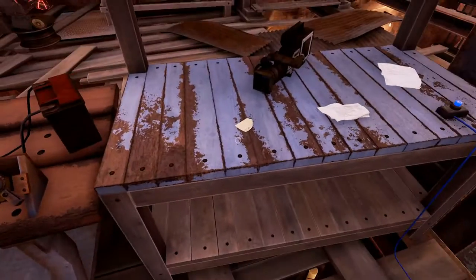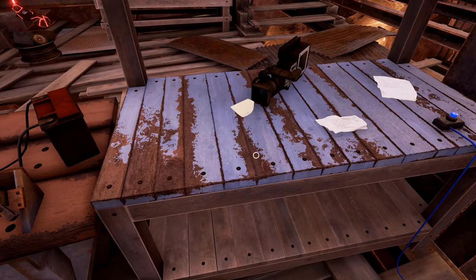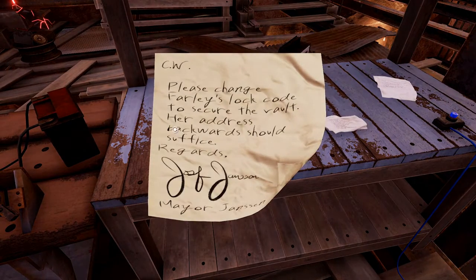Okay. What's this? A note. CW, please change Farley's lock code to secure the vault. Her address backwards should suffice. Regards, Joseph Jansen, Mayor Jansen.